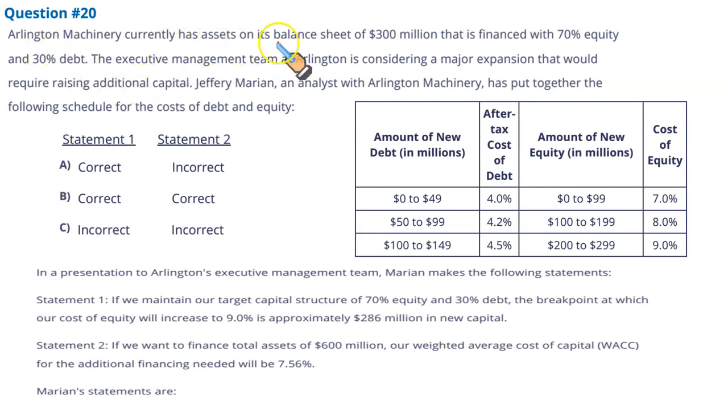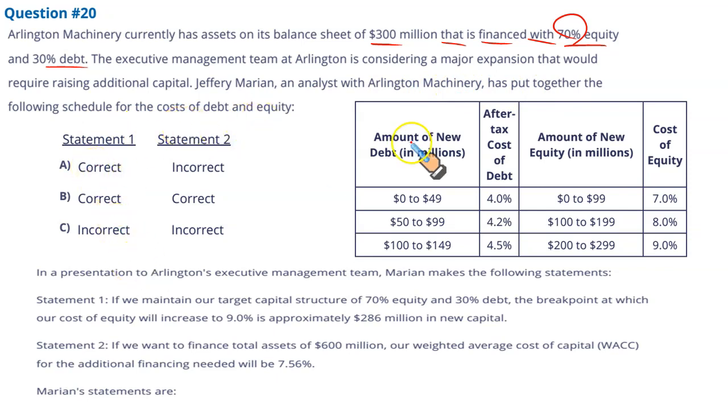Arlington Machinery currently has assets on its balance sheet of $300 million that is financed with 70% equity and 30% debt. 70 equity, 30 debt. The executive management team of Arlington is considering a major expansion that would require raising additional capital. Jeffrey Marion, an analyst with Arlington Machinery, has put together the following schedule for the cost of debt and equity.